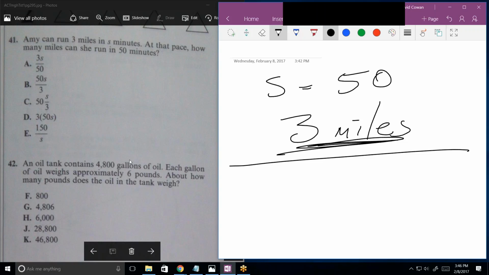I liked what you picked, 5. So let's let S equal 5. How far is she going to run in 5 minutes? 3 miles? If she can run 3 miles, oh, hold on just a second.